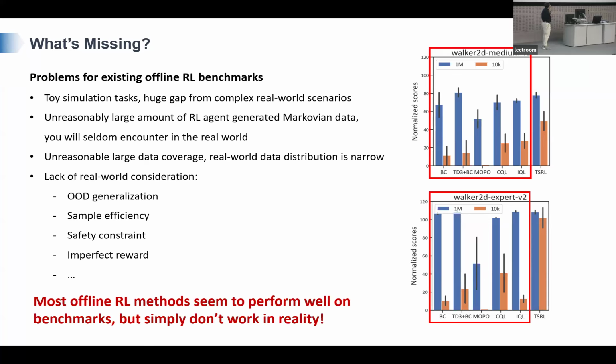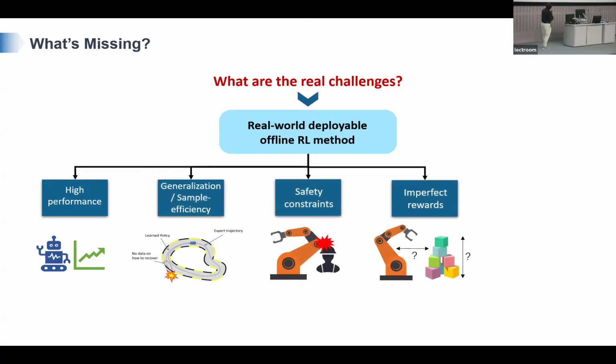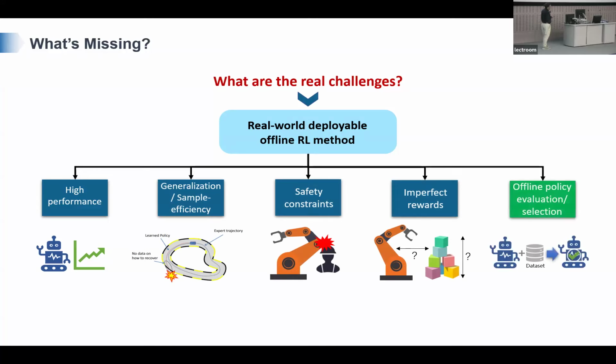So what's missing? If we really want to make offline RL work in real-world scenarios, of course we need the algorithm to have high performance, but more importantly, we need them to have high generalization performance. They need to be sample efficient, and they also need to strictly satisfy safety constraints. Sometimes we also need them to tackle interpreted rewards. And lastly, offline policy evaluation and offline model selection are also important.